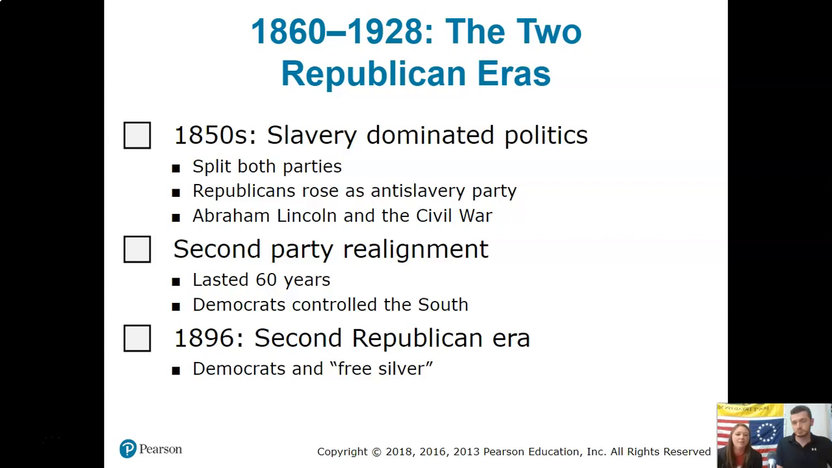And then we see a second party realignment in the last 60 years or so. No, it lasted 60 years. Democrats controlled the South. So again, with Lincoln, we think Republicans more north, probably more elite. Democrats are going to be Southerners, agriculture.